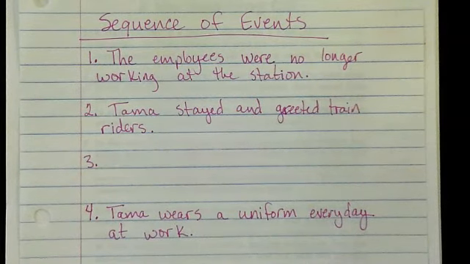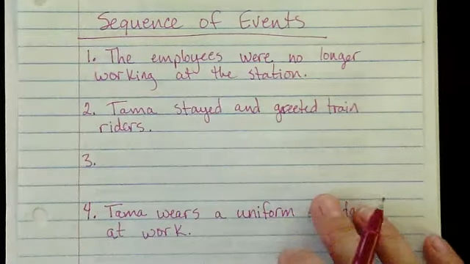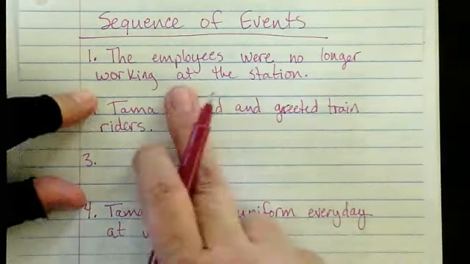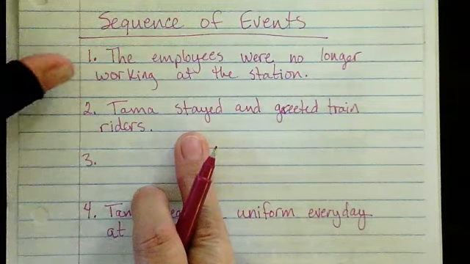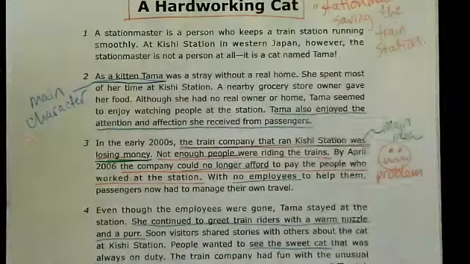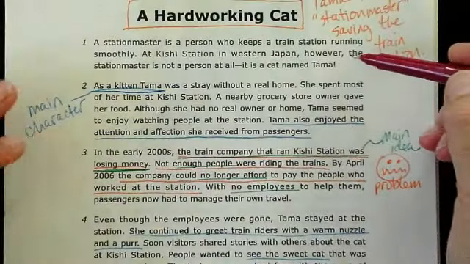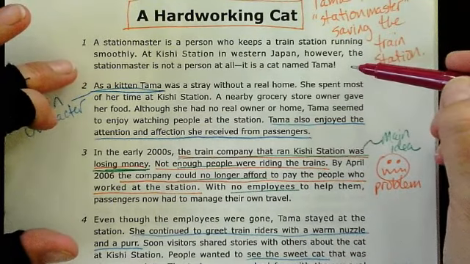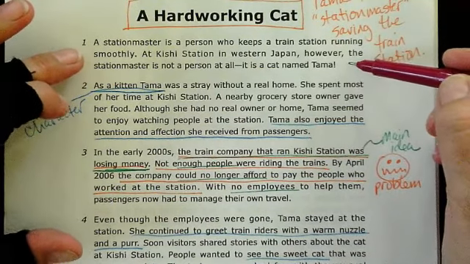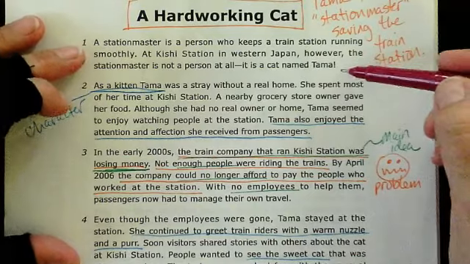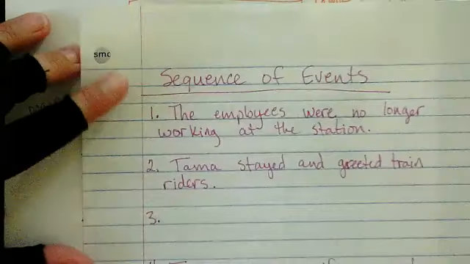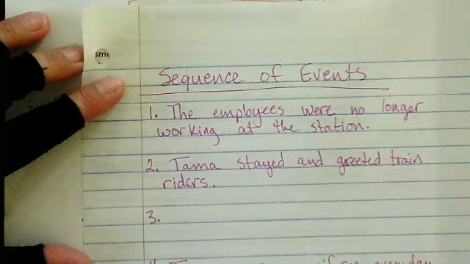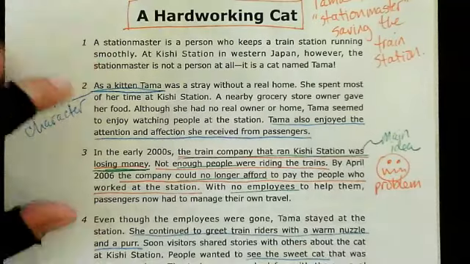What's the first thing I need to do? Well, I need to go back into this text and find where this happened. So let me see. Employees were no longer working at the station. Tama stayed and greeted train riders. So let's look through. Station master, a hardworking cat. Station master, person who keeps trains running. That paragraph doesn't tell me that the employees were no longer there. I'm looking for the first thing in my sequence of events. It's not in paragraph 1.